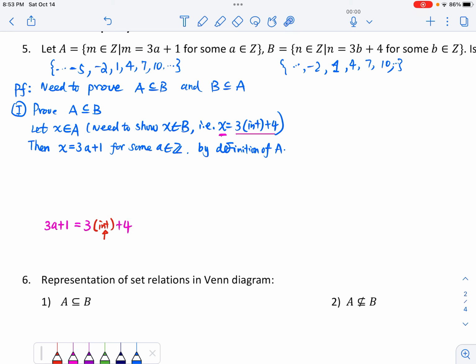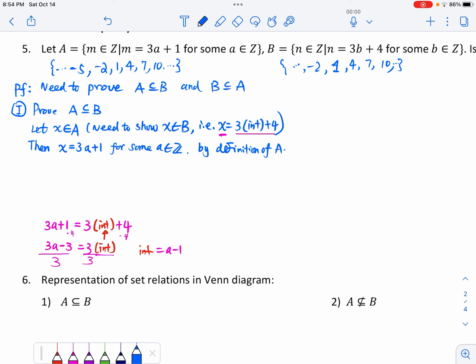On my scratch paper, I try to do a little algebra, trying to figure out what this integer should look like. I'm going to subtract 4 from both sides. We have 3a plus 1 minus 4, so 3a minus 3, equals 3 times the integer I'm looking for. And now when I divide both sides by 3, this integer is going to be a minus 1. So that's how I would get the idea what this integer has to be.